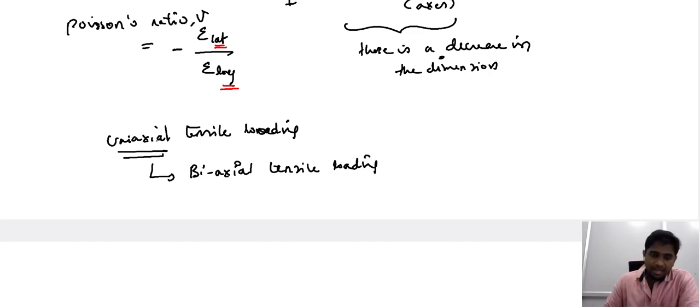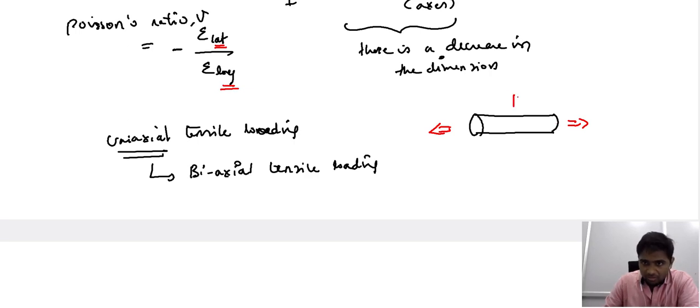As the name indicates, in case of uniaxial tensile loading, the loading direction is exclusively along one axis, that is the longitudinal axis. Now in case of biaxial tensile loading, we have the loading direction along two axes. We start with the longitudinal axis, so loading is along this direction, and in addition there is also loading along one of the lateral directions. In a three-dimensional system, numerous lateral directions are possible, and along one of them we have another tensile loading acting.